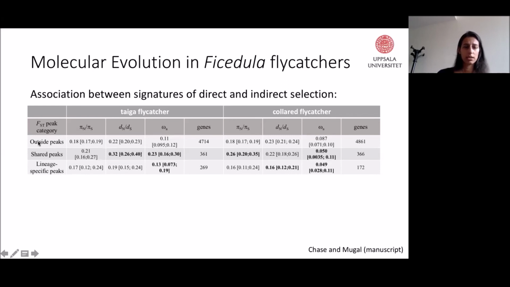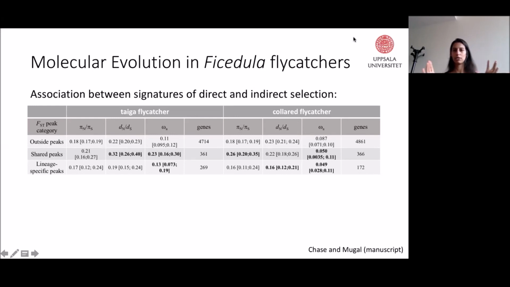So we looked outside the peak region, that's our background. We looked in the shared peaks, and we looked at the lineage-specific peaks. We computed pN/pS and dN/dS. And by combination of these estimates, you can also compute the rate of adaptive evolution, omega. What we see now, if we only look at the taiga flycatcher, is that, yes, indeed, in the shared peaks, we find an elevated rate of adaptive evolution.